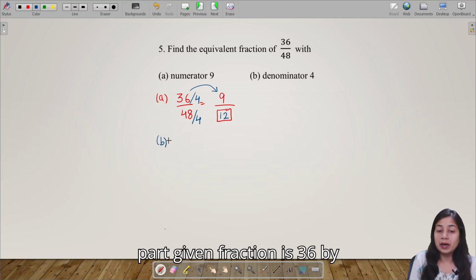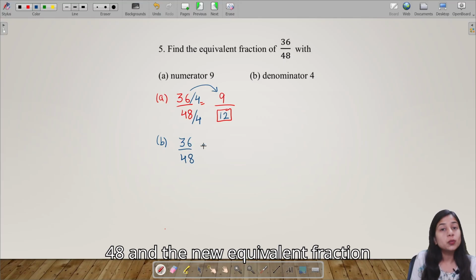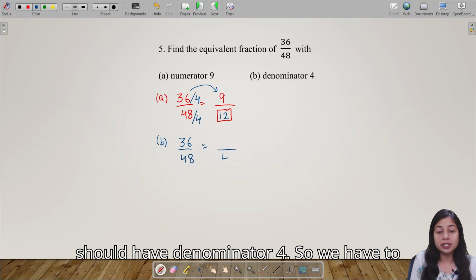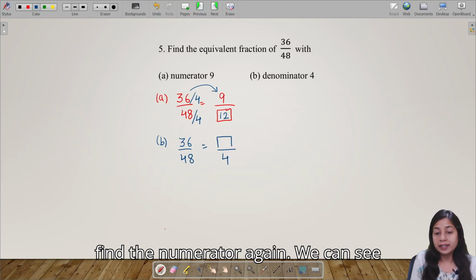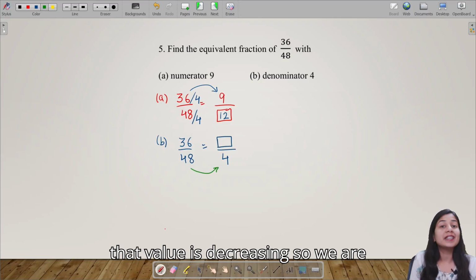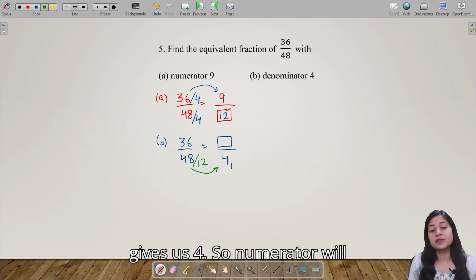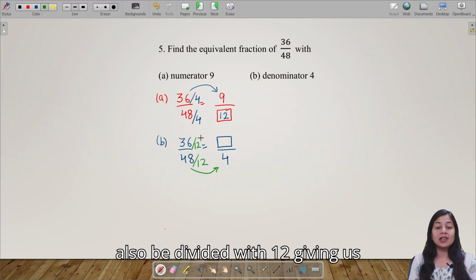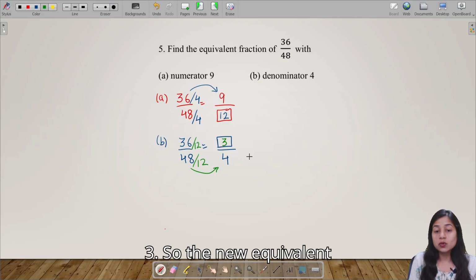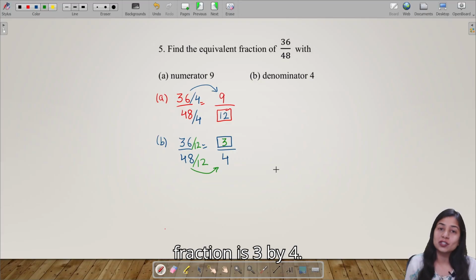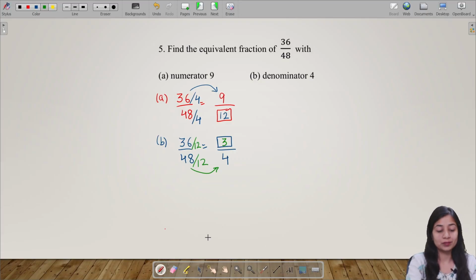So the new equivalent fraction is 9 by 12. Moving on to the B part, the given fraction is 36 by 48 and the new equivalent fraction should have denominator 4. So we have to find the numerator. Again, we can see that the value is decreasing. So we are dividing by 12, which gives us 4. So the numerator will also be divided by 12, giving us 3. So the new equivalent fraction is 3 by 4.